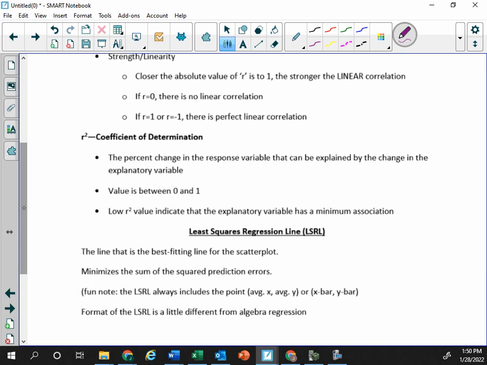You will have to explain this as part of a free response answer. It'll say, tell me what the R squared value means. And so when we get to some example problems, I'll show you, it's formulaic how you plug it in to this part. You just have to put your context in. So remember the response variable, that's your Y variable, and the explanatory is the X. So it's talking about how much change in Y can be explained by X.